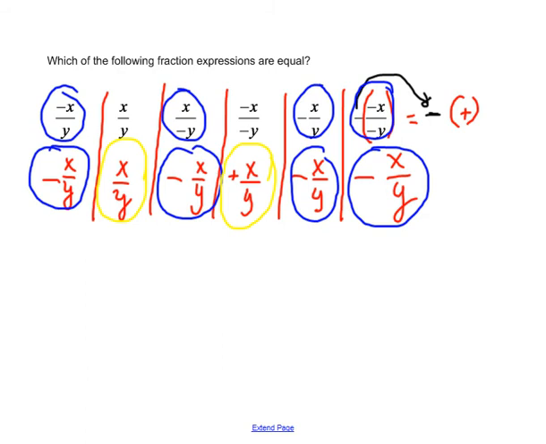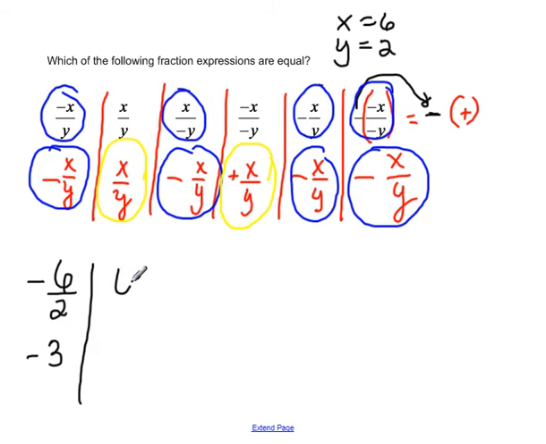Now this can be a little bit messy in terms of dealing with all the variables, but let's go ahead and put in some values for x and y. And let's choose numbers that make our lives easy. So if we let x equal 6 and y equal 2. So my first one, if we put in 6 for x and 2 for y, negative 6 over 2 gives me negative 3. For the next one, if I just put 6 over 2, that gives me positive 3.